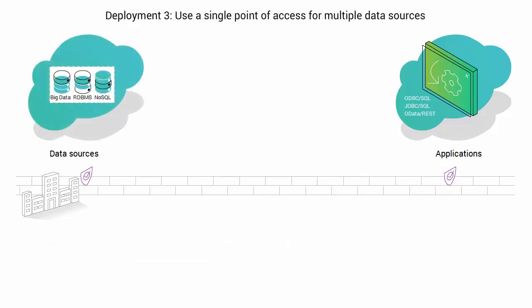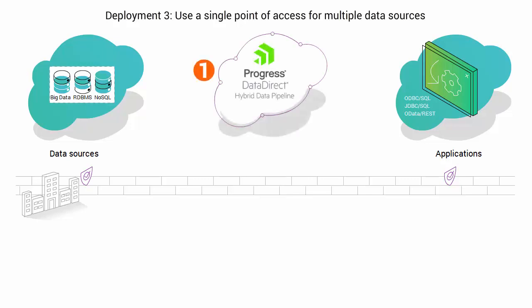In the third deployment scenario, your data sources and apps are in the cloud, and you want the data pipeline in the cloud as well. This makes it easy to use a single point of access for multiple data sources. First, install the data pipeline in your cloud. When prompted for an SSL certificate, browse to your own SSL certificate or choose to use the self-signed trust store temporarily. Remember, you'll need the configuration and certificate files later when you install other data pipeline components.